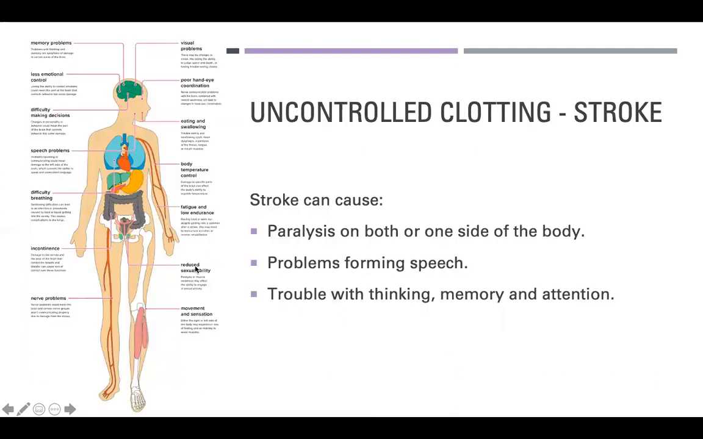So a stroke can cause paralysis on both or one side of the body. It kind of depends on what side of the brain was affected. If it's the left side of your brain, it's going to affect the right side of your body. And if it's the right side of your brain, it's going to affect the left side of your body.